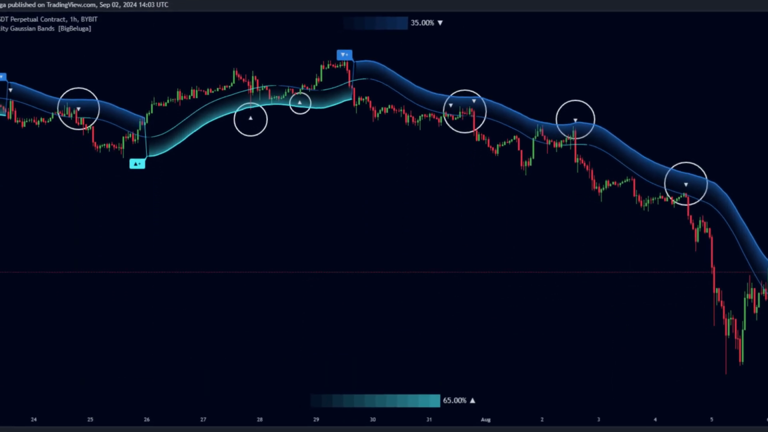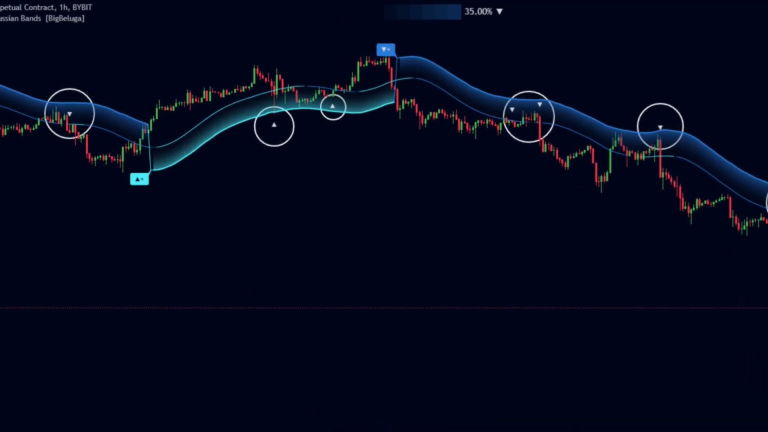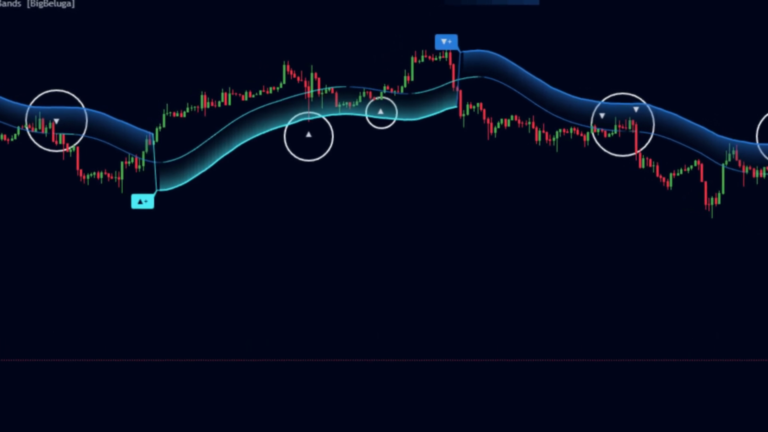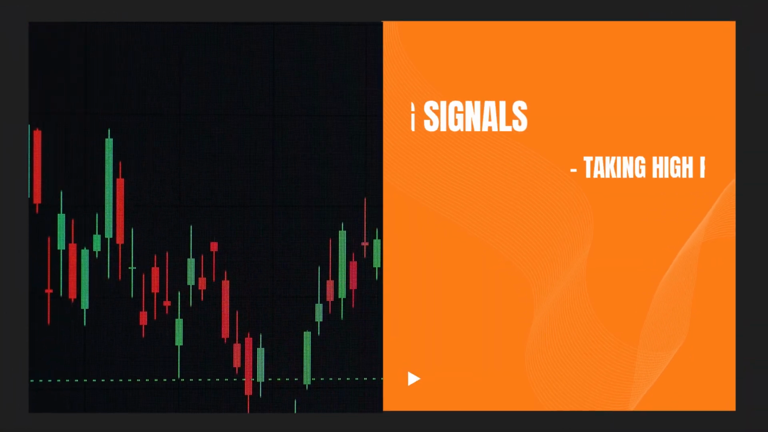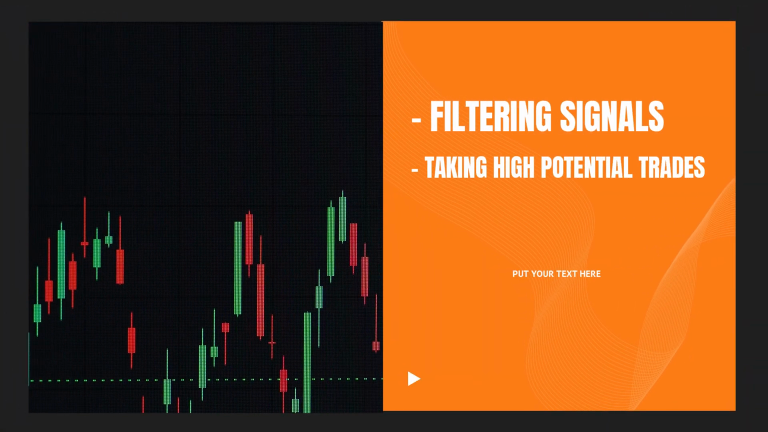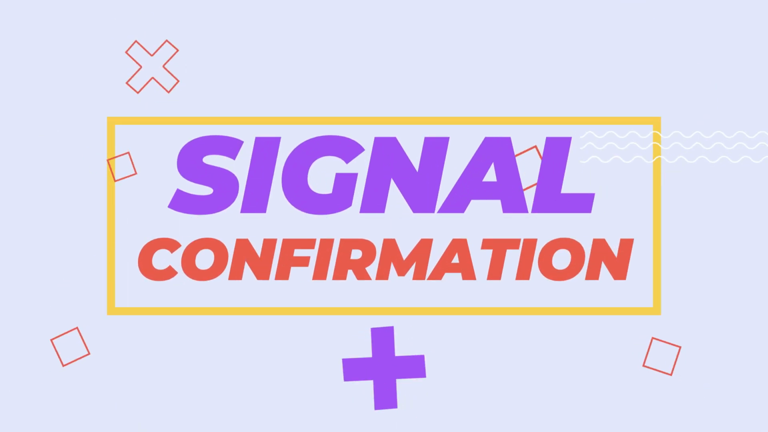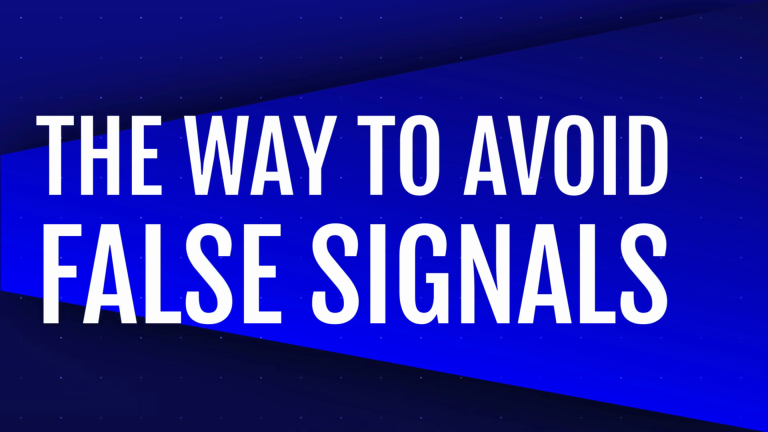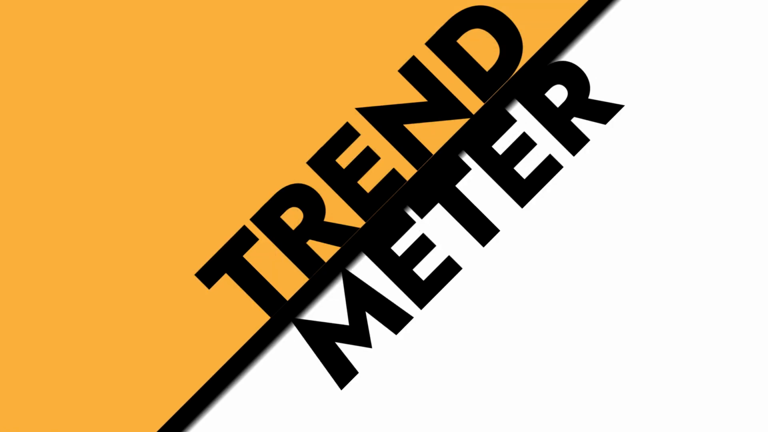Now you look at the chart and you'll see those buy and sell signals. But remember, as we were just saying, some of these signals can be counter-trend if we don't consider the bigger picture. So that's where our second indicator comes in. It's going to help us filter out those bad signals and only take the high potential trades that align with the overall market direction. We're going to use it to confirm the signals given by the Volatility Gaussian band. This is how we avoid those false signals and increase our chances of success. So it's time to bring in our second indicator, the trend meter.